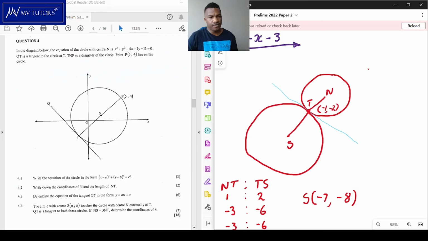Determine the coordinates of S. That's it. Like I said, I'm just doing what I think is the solution here. If you have a better way of calculating these things, there are always other methods, or if you've seen I made a mistake, please write it down in the comment section. Let us help each other.